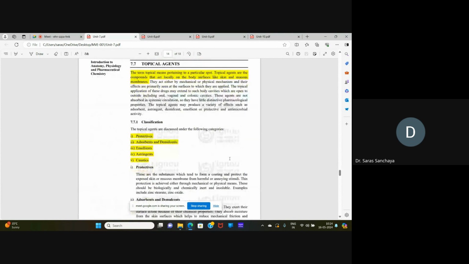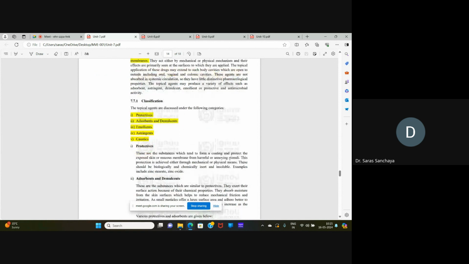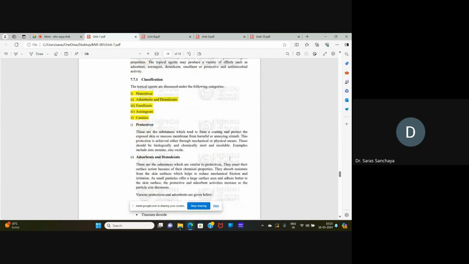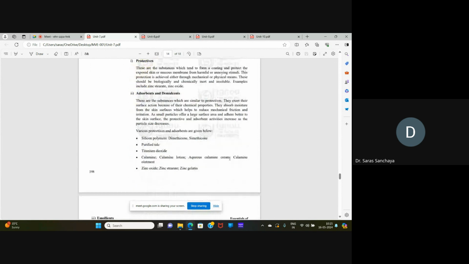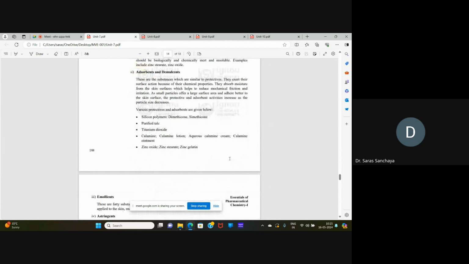The term topical means pertaining to a particular spot. Topical agents are the compounds that act locally on the body surface, like skin and mucous membranes. A classification can be protectives, adsorbents or demulcents, emollients, astringents and caustics. So there are protectives, adsorbents, emollients, astringents and caustics.